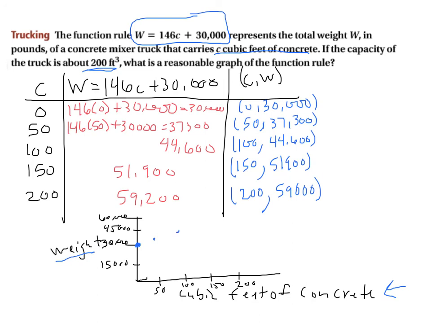At 100 it was 44,600, so really close to 45,000. At 150 it was 51,900. And at 200 it's 59,000, so really close to 60,000. So that would be a reasonable graph for this function.